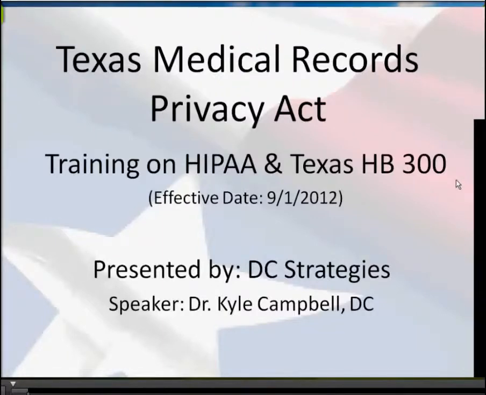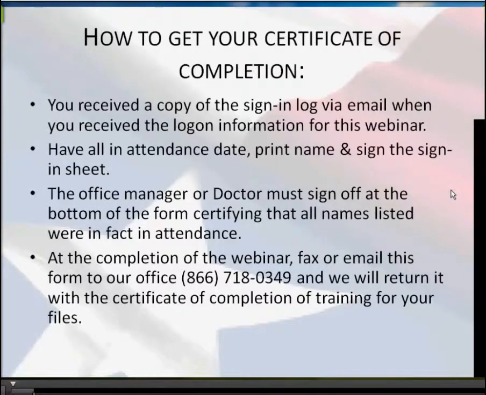This is a new law that went into effect on September 1st, House Bill 300, and it's requiring all covered entities to go through a training on HIPAA and House Bill 300. It has also expanded what a covered entity is.